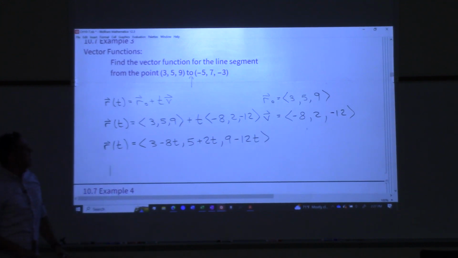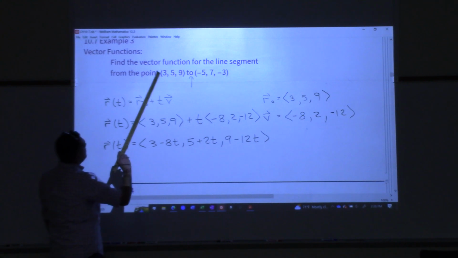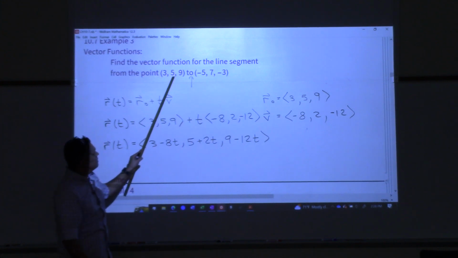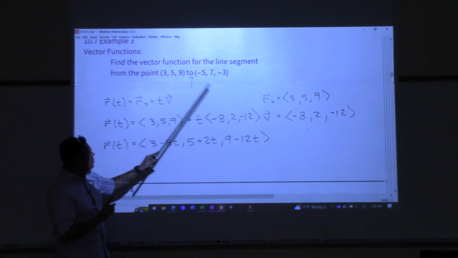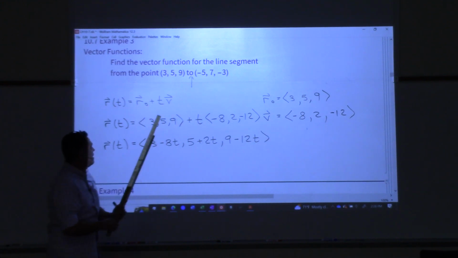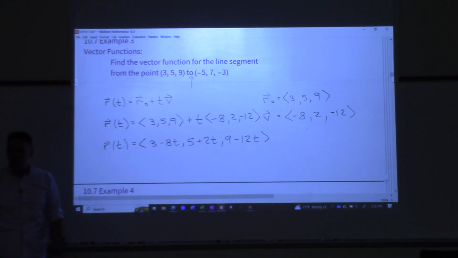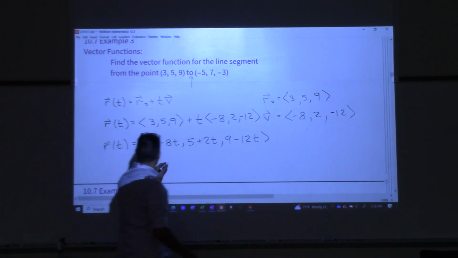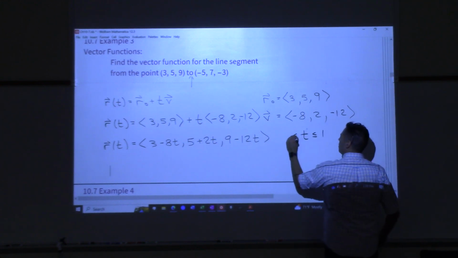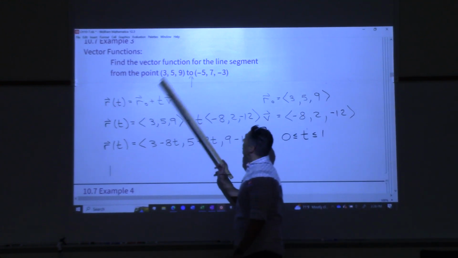I only want the line segment from here to here. And I told you that as long as you follow my format of letting R naught be the starting point, and creating V as the vector that goes from here to here, then to make the line segment happen, all you have to do is restrict t between 0 and 1. So you say t between 0 and 1, and you will draw the line segment from here to here.